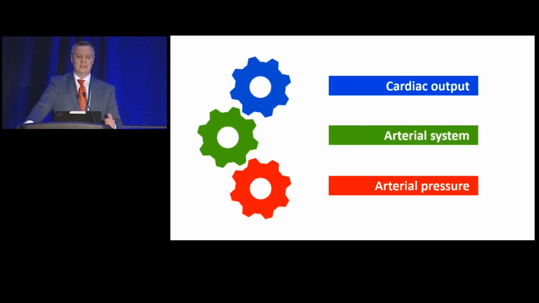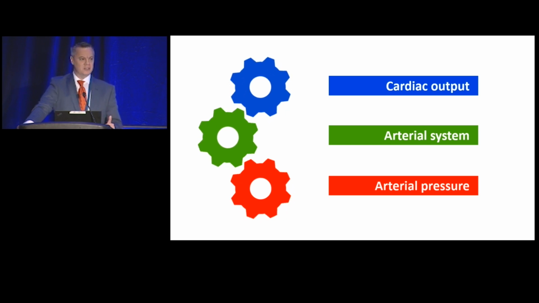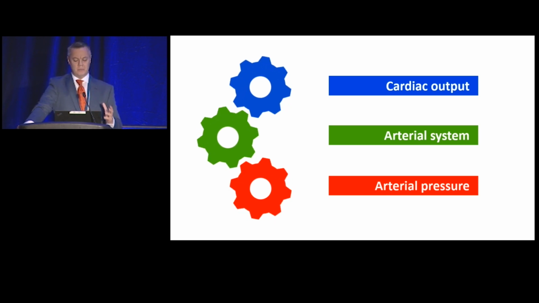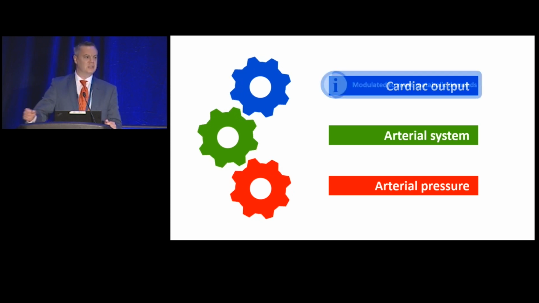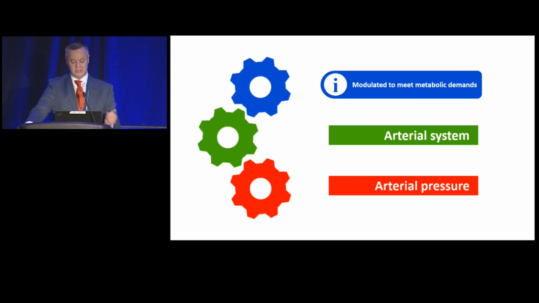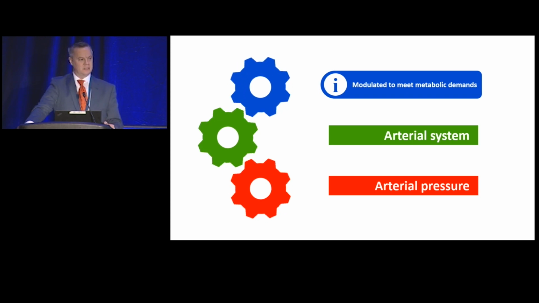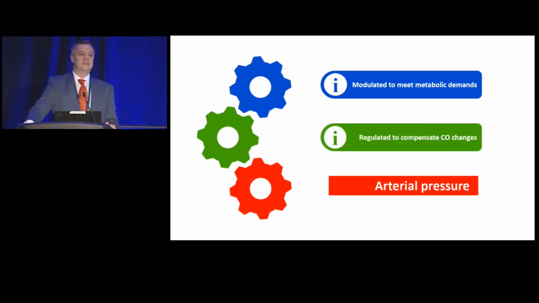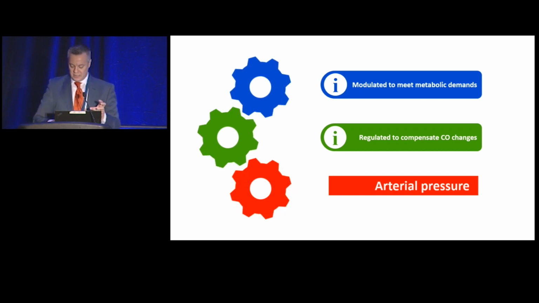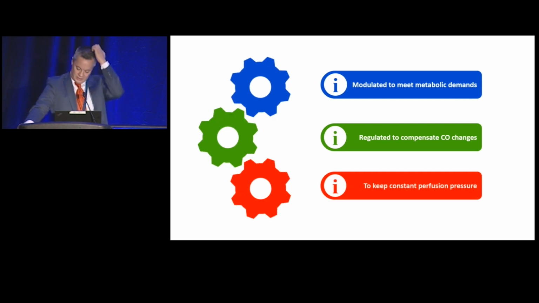We have to remember that the arterial pressure is the result of the complex interaction between the flow generated by the heart and the arterial system. The cardiac output is changing every single minute, from patient to patient, because the cardiac output tries to meet the metabolic demands of the patients. And the arterial system tries to compensate all these cardiac output changes in order to keep the perfusion pressure constant in the organs.